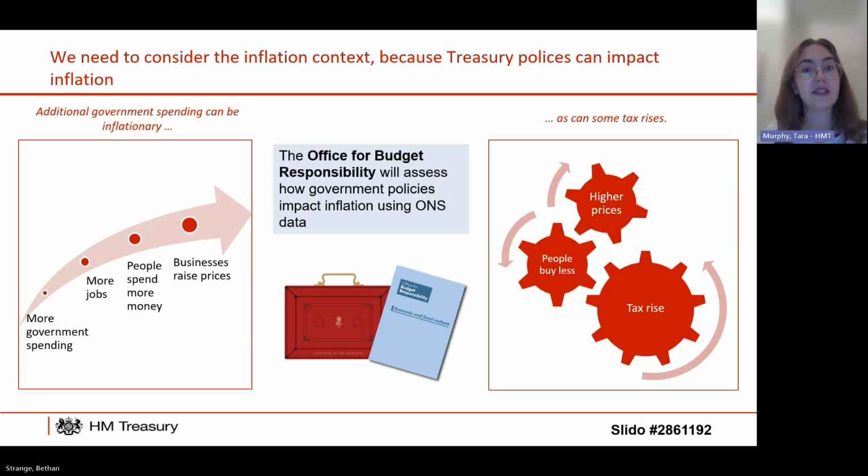And this is particularly important in periods of high inflation, such as in the past few years. Next slide, please.